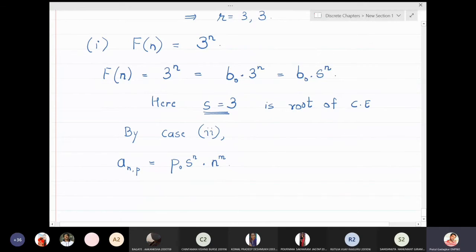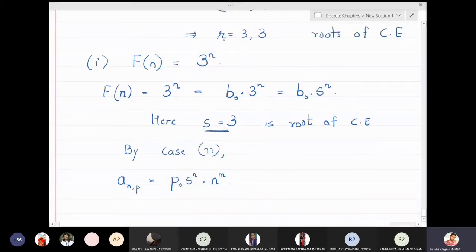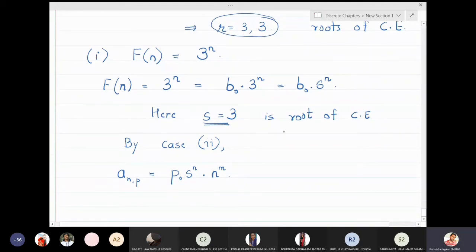Okay. Now this root has occurred how many times? s equal to 3 has occurred 2 times. It is the root of the characteristic equation with multiplicity 2. Because it has occurred 2 times. So here m is 2.